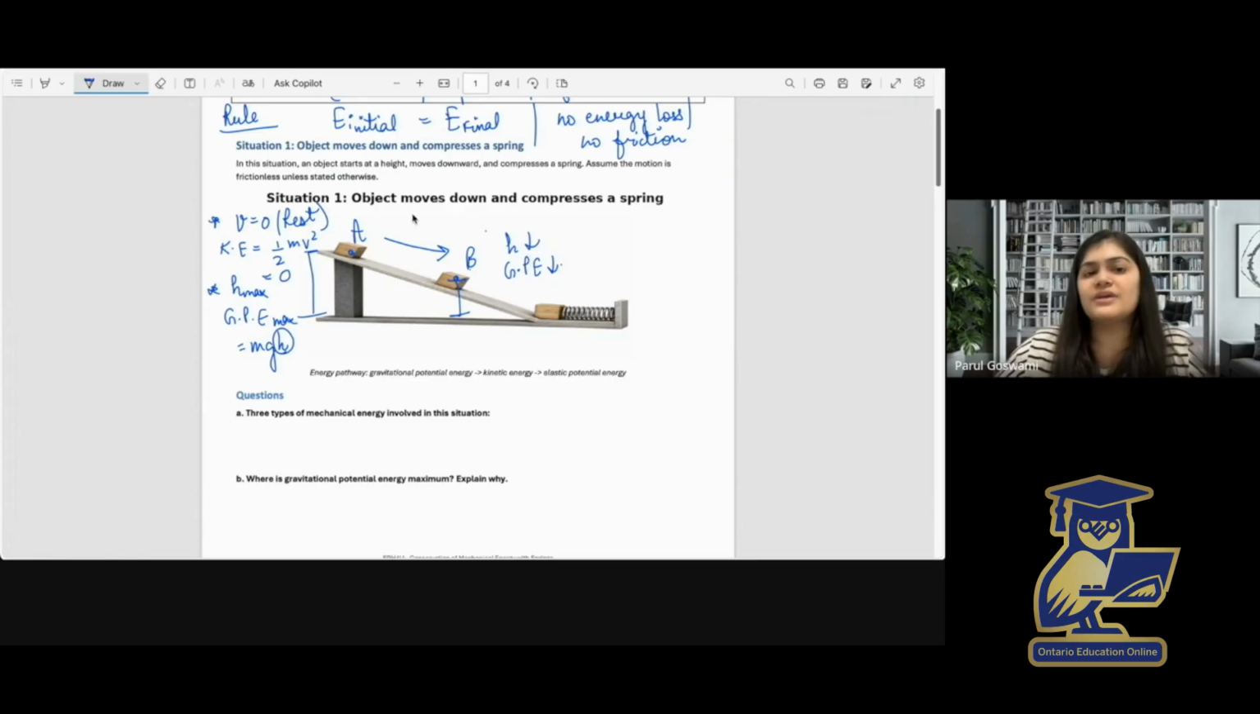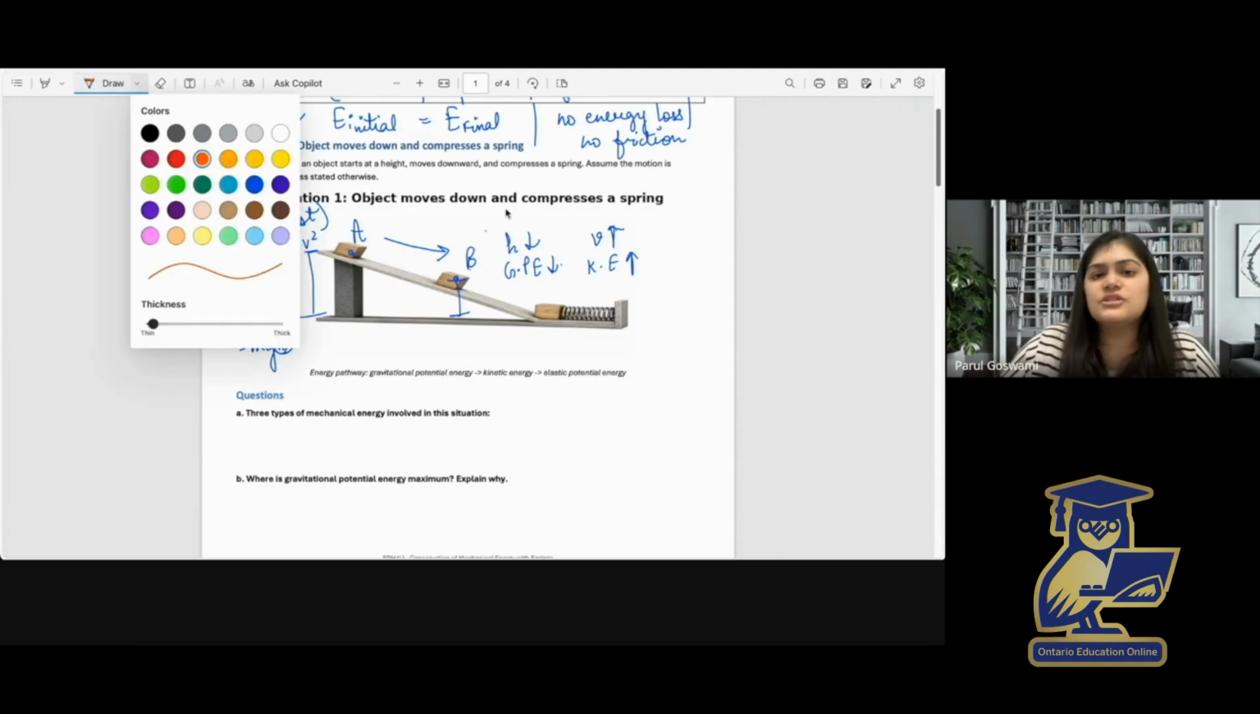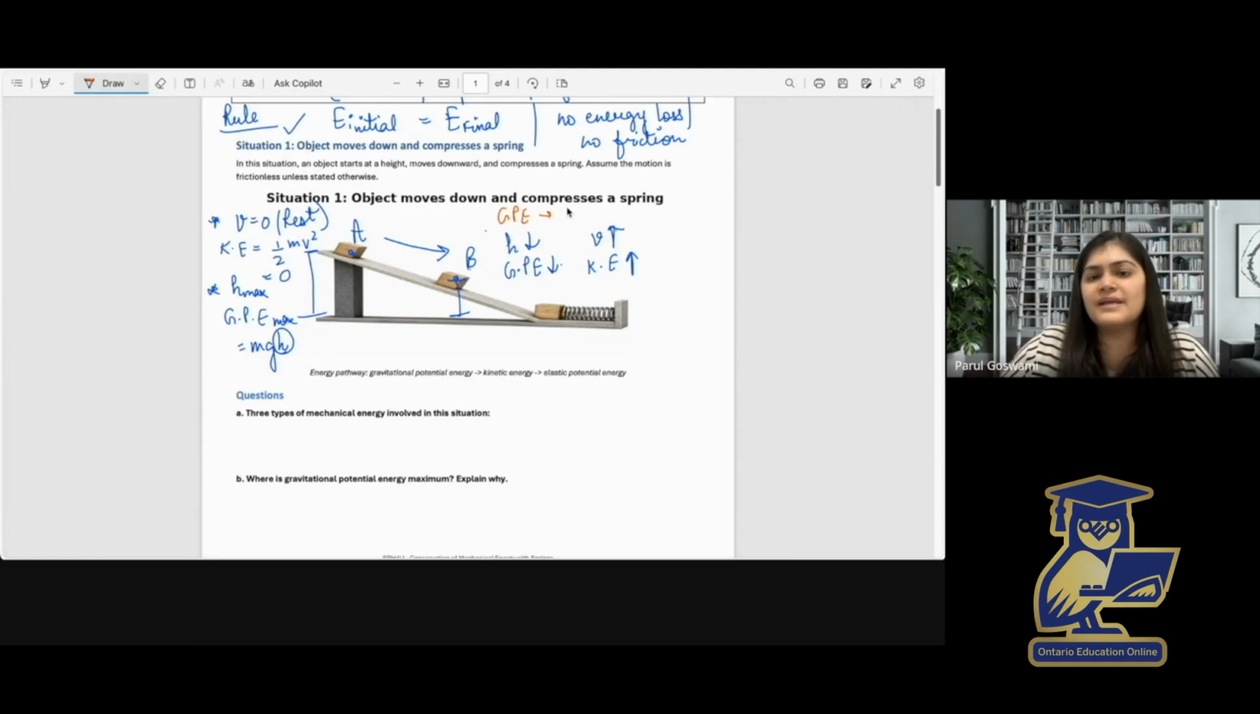Then the question is, is this energy being lost? No, of course not, we have to follow this rule: E initial has to be equal to E final. That means one energy is being transformed into another. GPE is being transformed to kinetic energy because at B the object has acquired some speed. Since the speed has increased, kinetic energy has increased. So as GPE decreases, kinetic energy increases. Energy is not lost, it is transformed into kinetic energy. That is why the object speeds up.